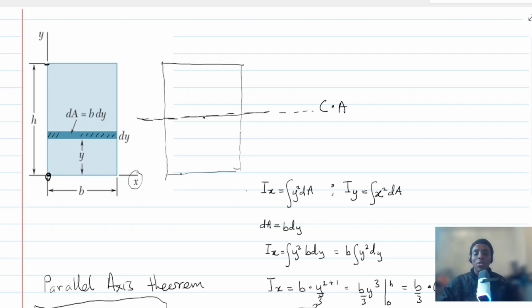And let's not forget that there is already the x-axis passing through this way. So this is the x-axis, but then this axis is what we call the centroidal axis. And the centroidal axis passes through the centroid. Therefore, the distance all over to this point is actually going to be h/2, in other words, 1/2 of the height. All right, so that is actually the centroidal axis about the x.